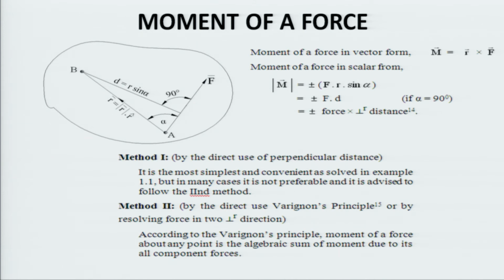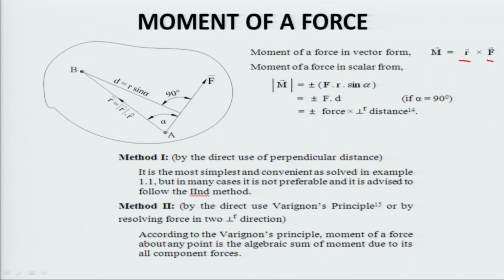Next thing is moment of force. What is the moment? In vector form, moment is r cross F, the vector product of r and F. r is the position vector and F is the force. In scalar form it can be written as plus or minus F r sin alpha.